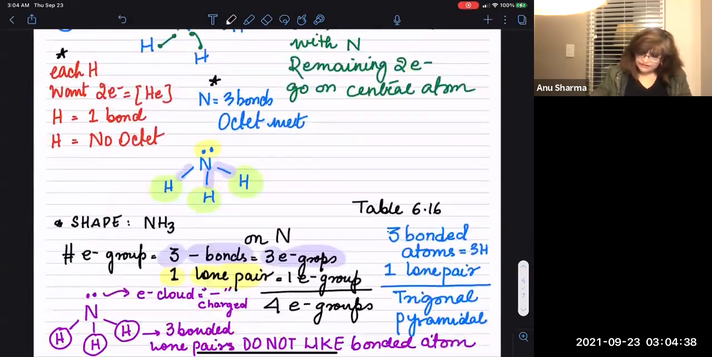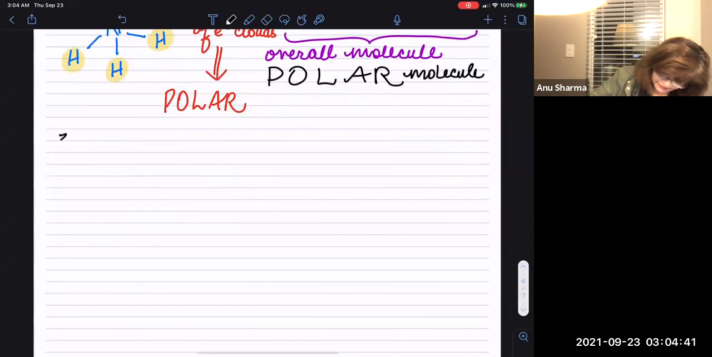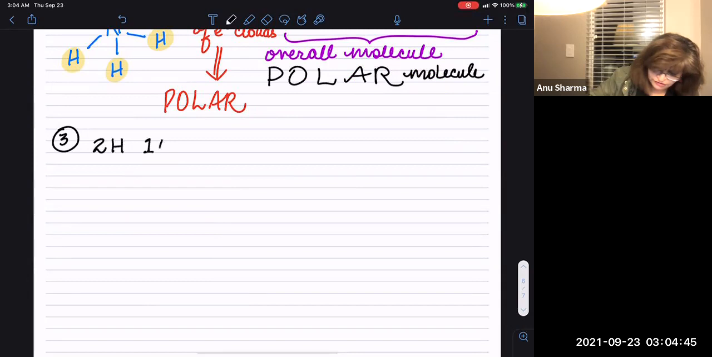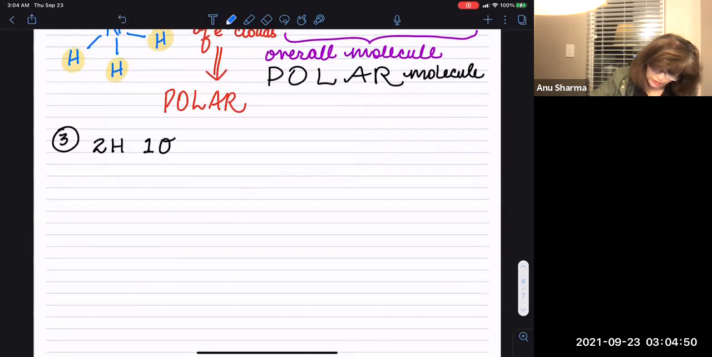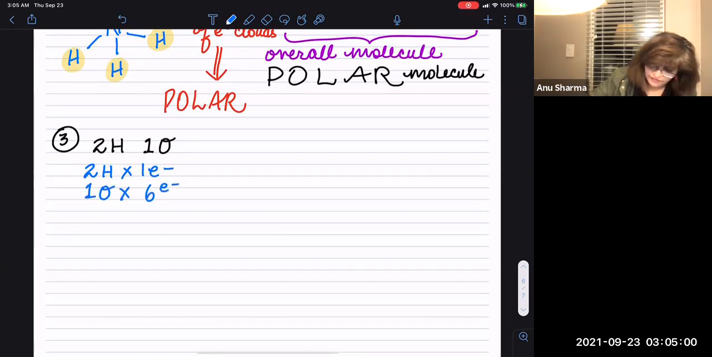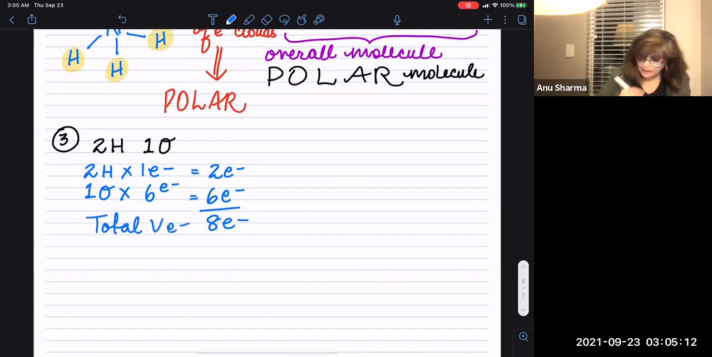Now let's look at the third example. For example, there are two hydrogens and one oxygen. Here we have two hydrogens, each bringing one electron, and one oxygen bringing in six electrons. Two electrons coming from hydrogen and six electrons coming from oxygen gives you eight electrons. So that's the total valence electrons.